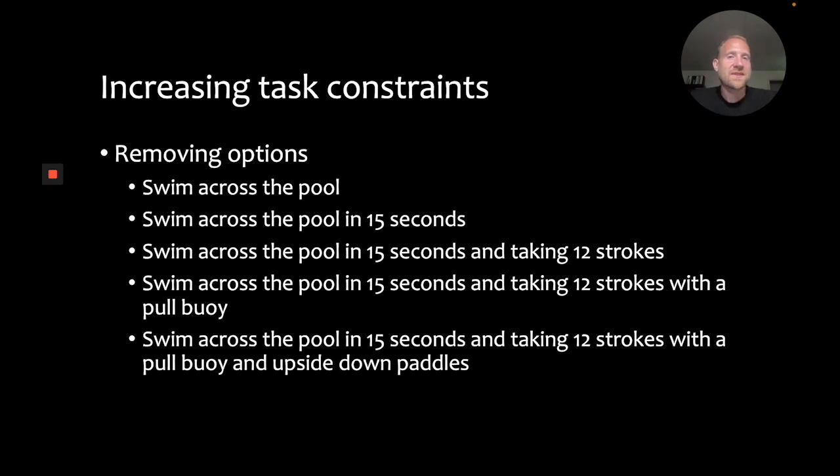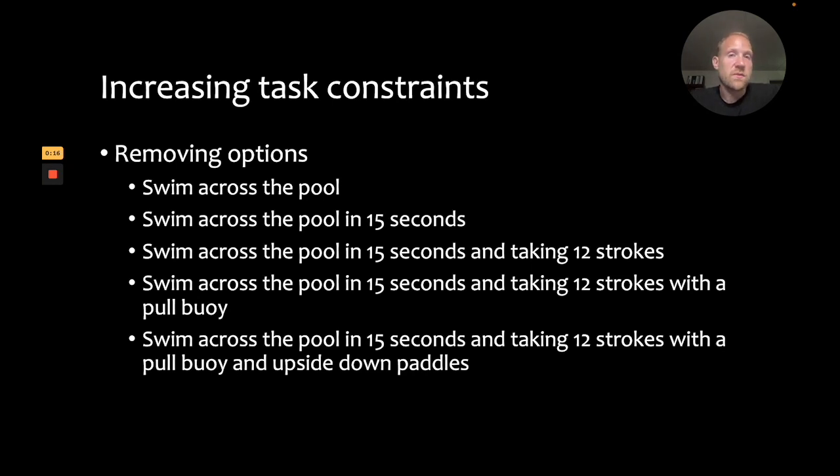With increasing task constraints, we can remove movement options. For instance, there are many different options if the goal is simply to swim across the pool. If the goal is to swim across the pool in 15 seconds, there are a lot fewer options. If the goal is to swim across the pool in 15 seconds and only take 12 strokes, there are even fewer options. If the goal is to swim across the pool in 15 seconds and take 12 strokes with a pull buoy, you can't use the legs anymore, so there are even fewer movement options.